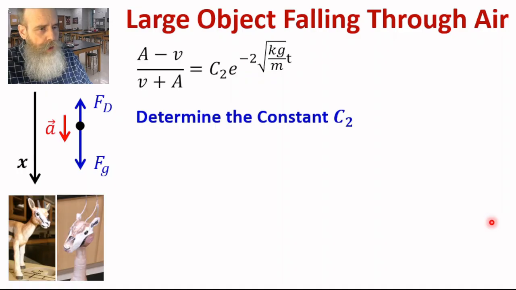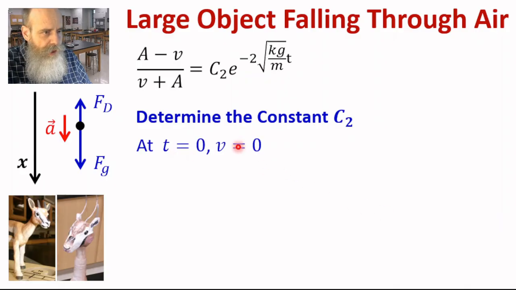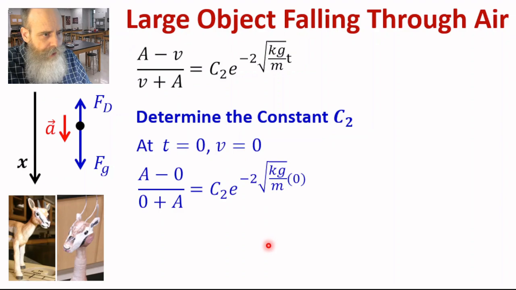So we need a condition. What is our initial condition for velocity? At t equals 0, v equals 0. So let's put these two things into this equation here. This is what we get.